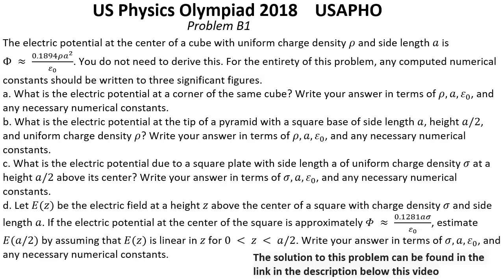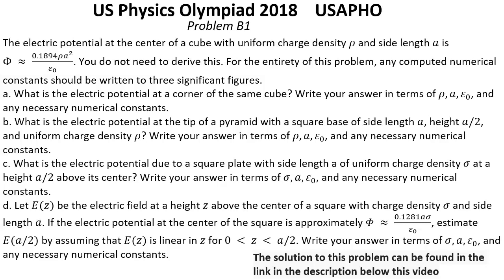USAPHO. Problem B1. The electric potential at the center of a cube with a uniform charge density ρ and side length A is approximately 0.1894 ρ A squared over epsilon 0. You don't need to derive this. For the entirety of this problem, any computed numerical constants should be written to 3 significant figures.